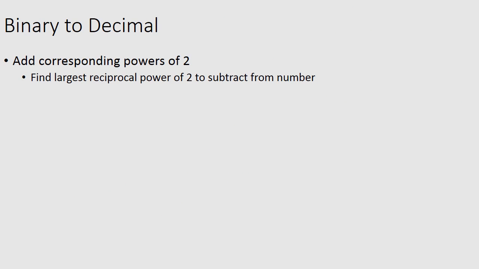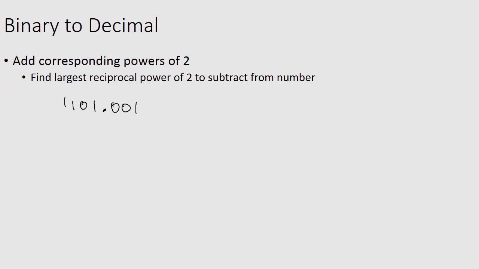Okay, the previous 4 slides were converting decimal to binary, and finally we are going to convert binary to decimal. Converting binary to decimal is a lot easier than converting decimal to binary. We are given a number, let's say 1101 dot 001, and basically you just add the corresponding powers of 2.